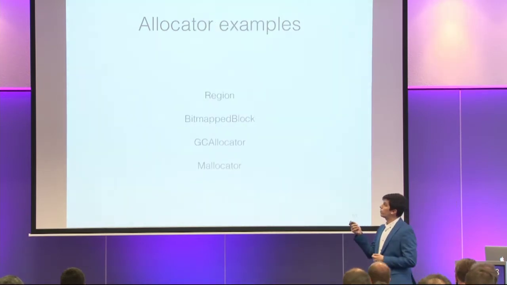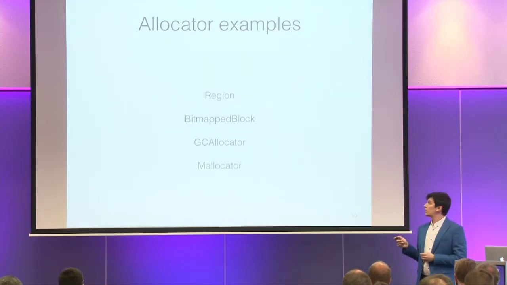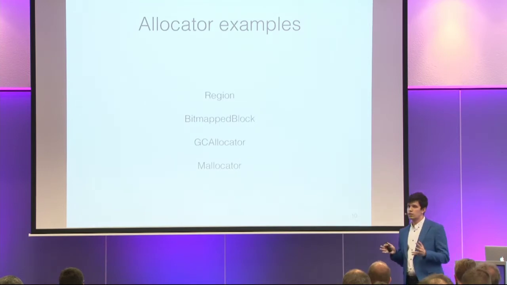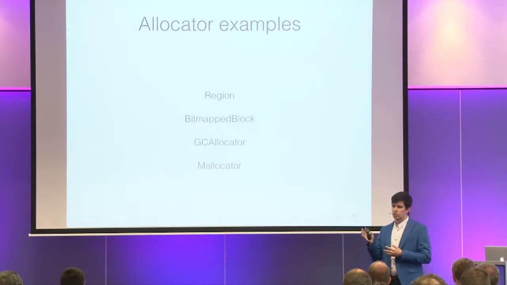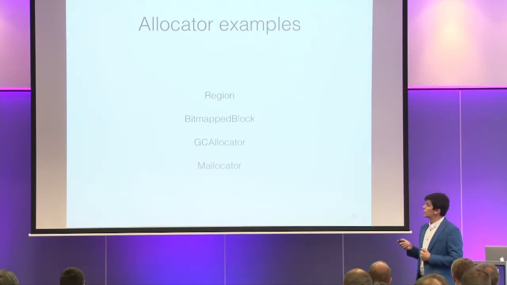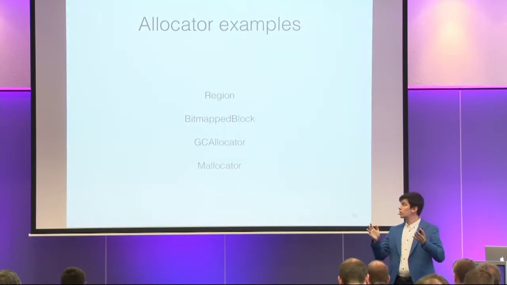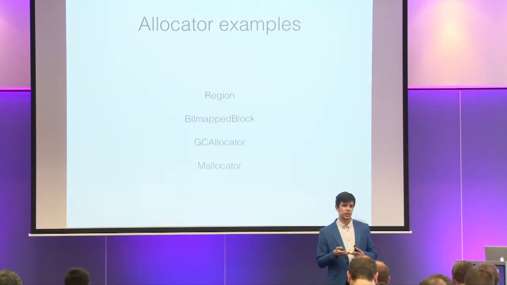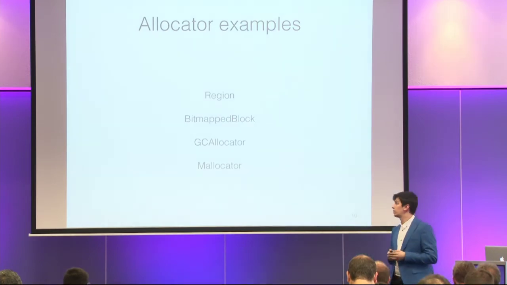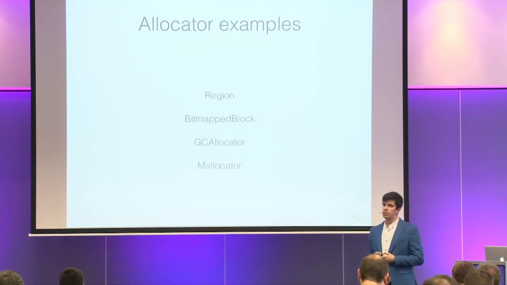Here are a couple of examples of allocators from the D standard library. First, we have this region allocator, which gets a chunk of memory, and each allocation simply advances a pointer. So it's very fast. Another useful one is the bitmap block, which again has a chunk of memory and splits it into equally sized blocks. Also, it has a bitmap, which allows for quick scanning of freed blocks. More popular allocators are, of course, the GC allocator and the mallocator.